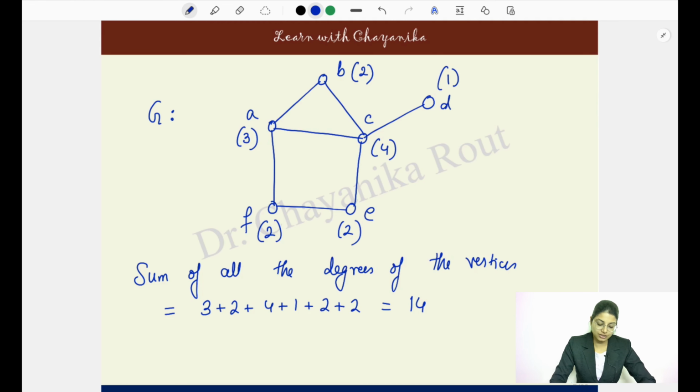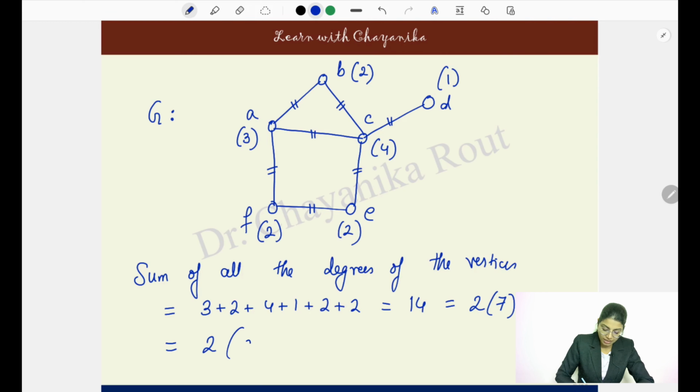Now let us count the size of this graph. So we have 1, 2, 3, 4, 5, 6, 7 edges in the graph. So we have 7 edges in this graph, and this 14, that is the sum of the degrees of all the vertices, is nothing but equal to 2 times 7. That is 2 times the number of edges present in the graph. And this is what happens for any graph, that is, the sum of the degrees of all the vertices is equal to twice the number of edges in the graph.